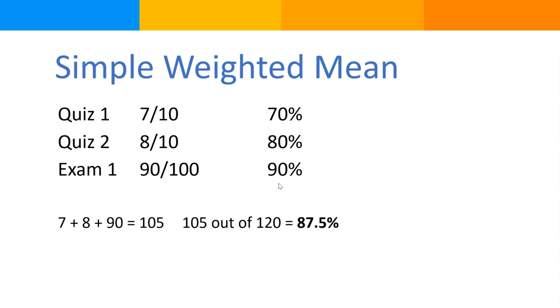For simple weighted mean, how it calculates, it adds the scores, 7 plus 8 plus 90, for a total of 105. 105 out of a possible 120 points gives you a percentage of 87.5.